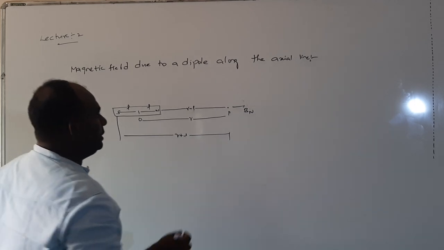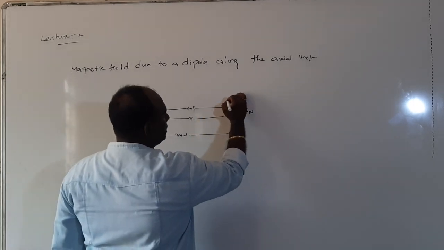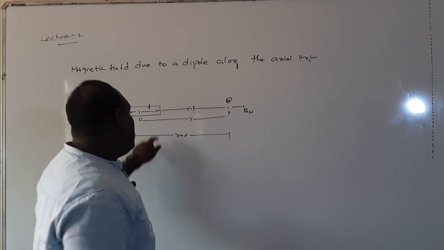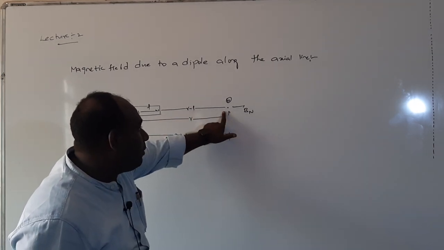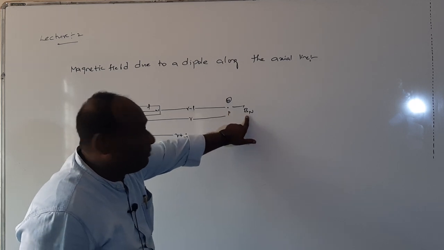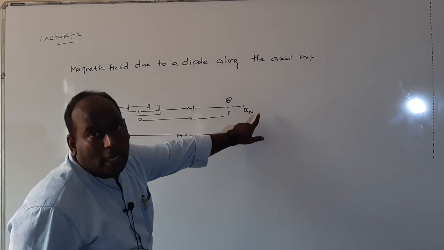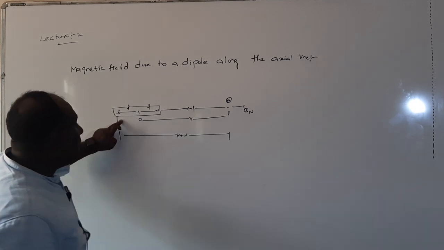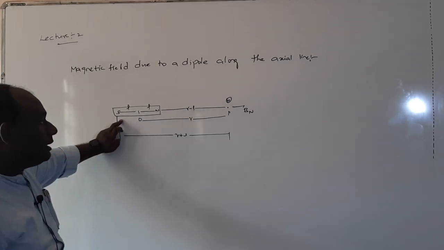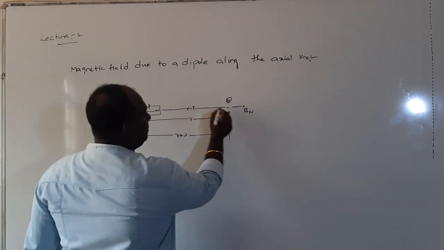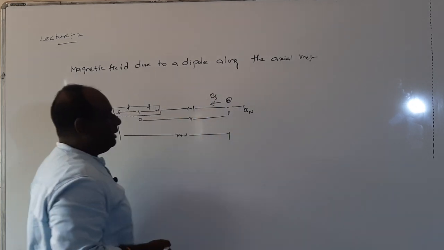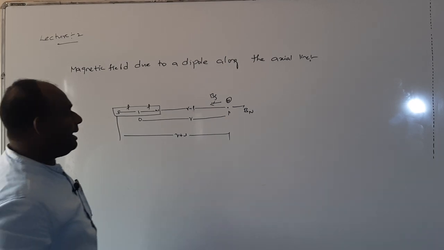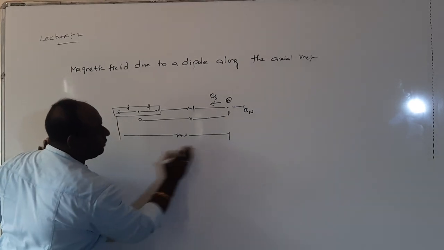Assume a unit north pole at P; it is not possible, but try to assume. If I place a north pole here, due to like poles repulsion, the magnetic field at point P is radially outwards. Due to unlike poles attraction, north pole and south pole attraction, the magnetic field due to the south pole is along the inward direction. So the two fields are in opposite directions.